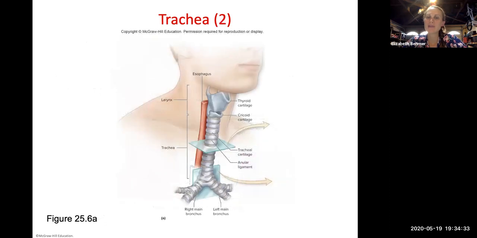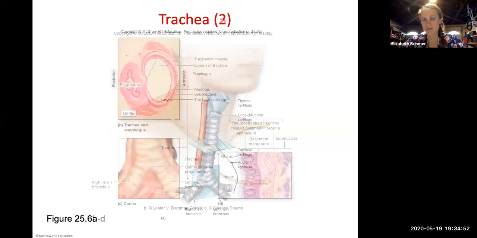So you have rings of hyaline cartilage that start in your larynx with the cricoid cartilage, and they will continue down all the way through the primary bronchi and even into the secondary bronchi. We'll see where those cartilage rings start to disappear. So they're really keeping your airways open for a long time.